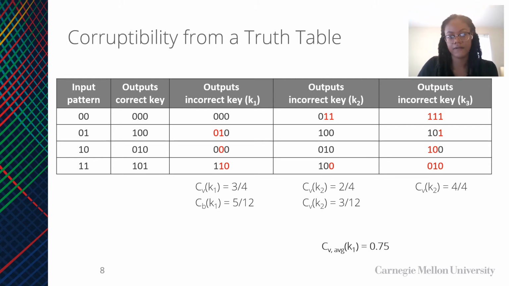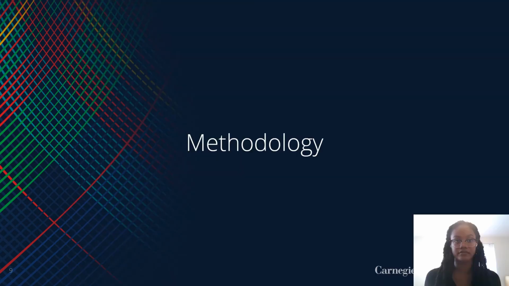And then here we have 3 out of 12 because 3 out of 12 possible output bits are corrupted. And lastly, the corruptibility is 9 out of 12. And so this makes the average bitwise corruptibility 0.47. So now I'll go on to discuss the methodology of how we are measuring corruptibility on locked circuits.